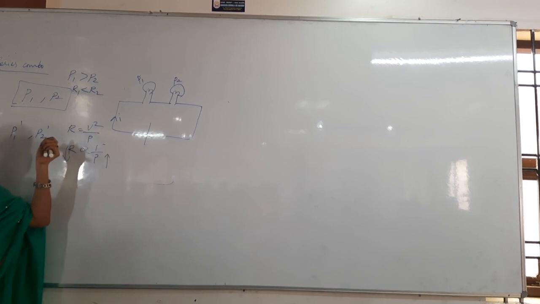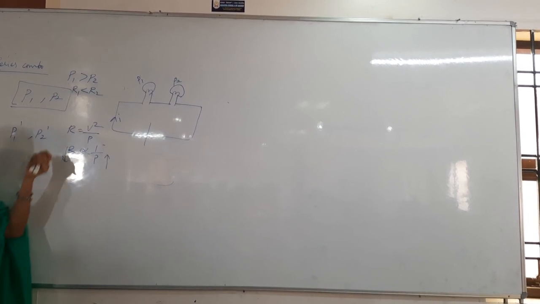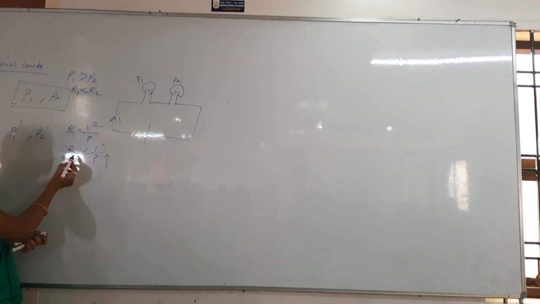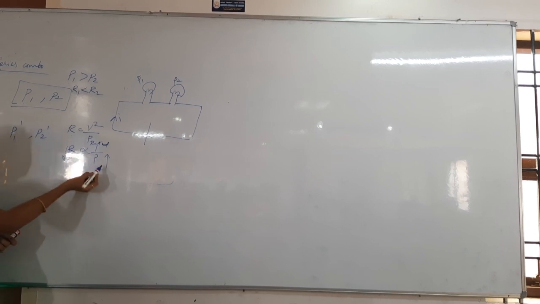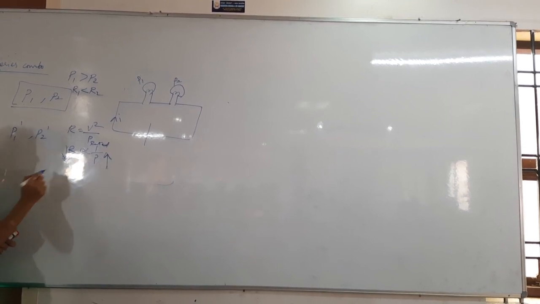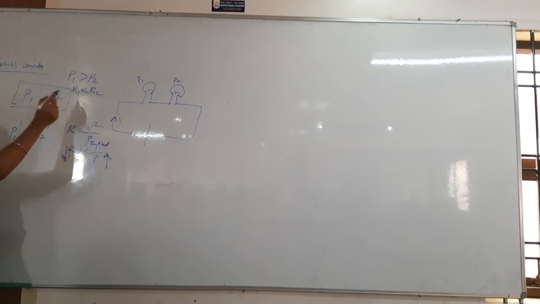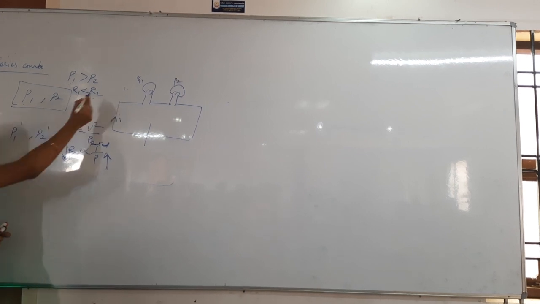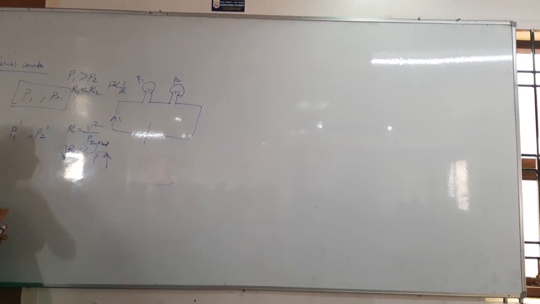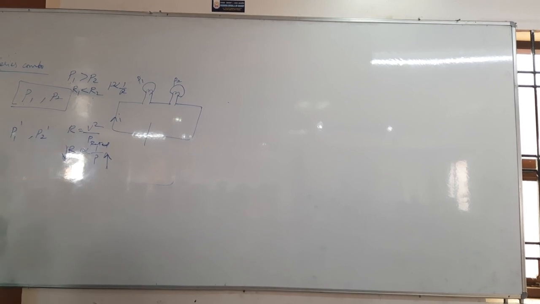Now I want to find the resistance of the two bulbs. R1 is equal to V square by P1, R2 is equal to V square by P2. That means R is inversely proportional to P. Is this the rated power or consumed power? Rated power, the specified power. If I increase the P value, the resistance decreases. So here P1 is greater than P2, which means R1 is lesser than R2, because P is inversely proportional to R. That is finished. Now we are connecting in series.